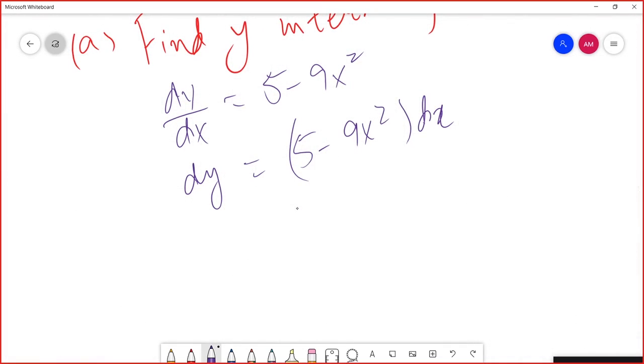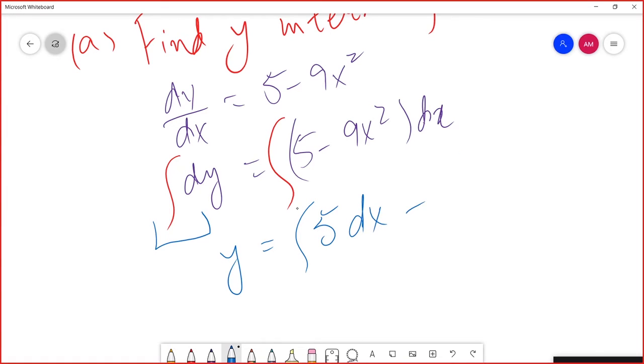And then we integrate. As I said, differentiation and integration are opposite, so the d and this integration sign would cancel each other, and we would just be left with y. Do you understand this? Now the question becomes, and again, we can open the bracket, 5 dx minus 9x square dx. All good? Can you solve this question for me, please?